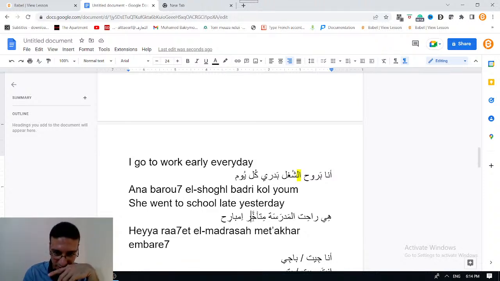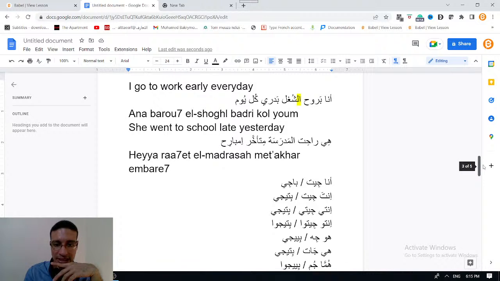And here this like small w above the kha, this means that the letter is doubled. So I don't pronounce it just متأخر. No, I pronounced it متأخر, like double kha. هي راحت المدرسة متأخر امبارح. امبارح means yesterday. So this is the verb to go.